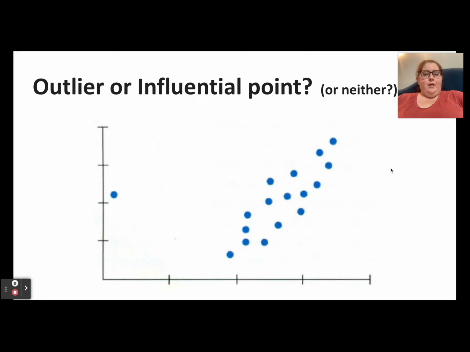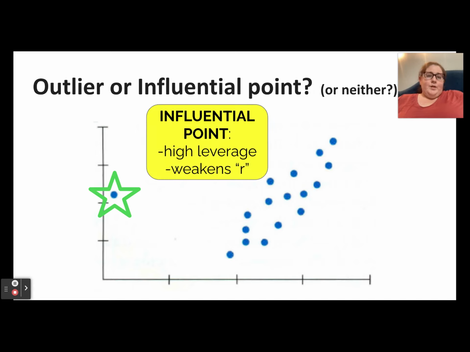So again, I have my scatter plot, and the point that I am concerned about is this point over there to the left. So this one, is it an outlier? Is it an influential point? Is it neither? This is one that I would say is an influential point.